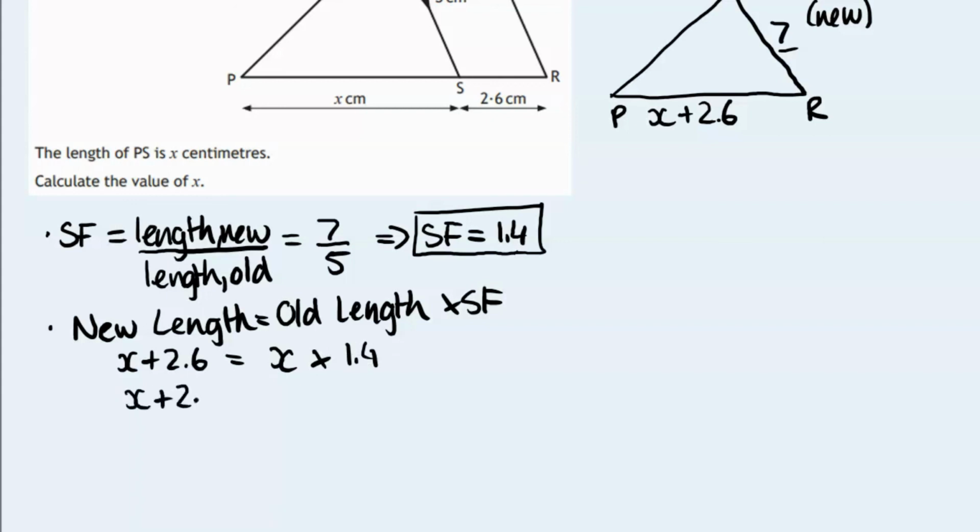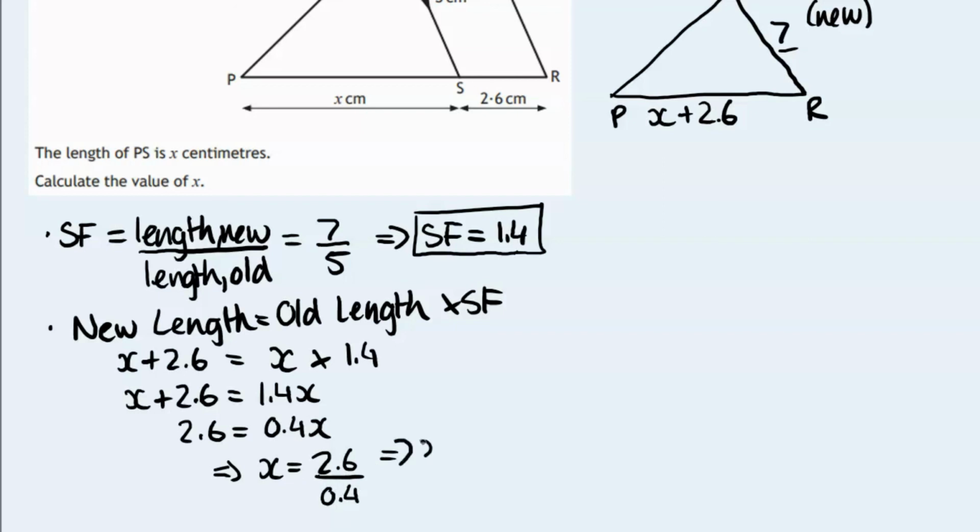So we have x plus 2.6 is equal to 1.4x. Now I can take the x to the right hand side, which gives us 2.6 is equal to 0.4x. So I have to divide both sides by 0.4. So x is equal to 2.6 divided by 0.4, which gives us 6.5 centimetres as the final answer.